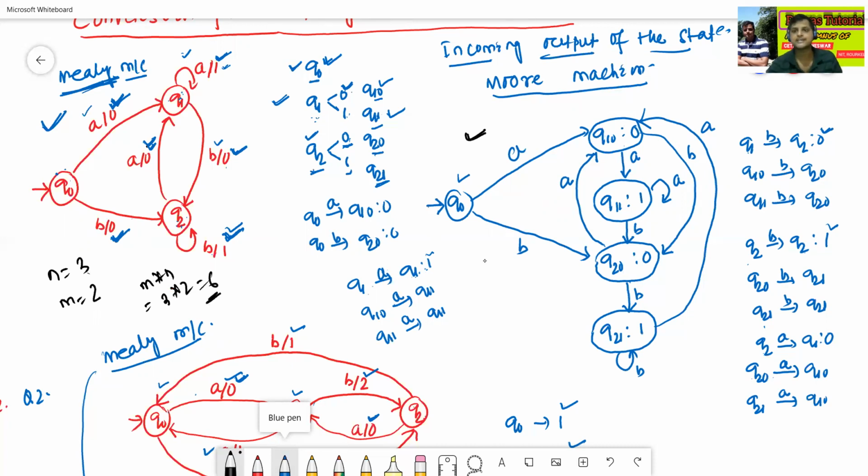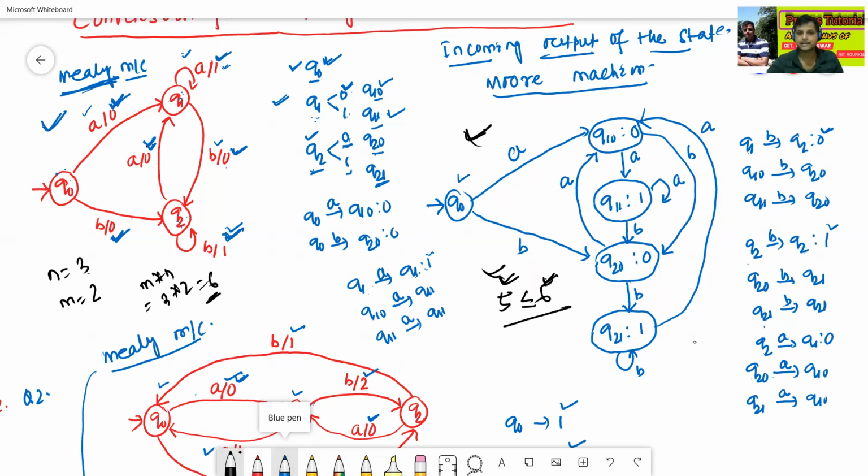But here how many states? 5. 5 is always less than or equal to 6. Okay. So this is the maximum number of states. The maximum number of states equal to 6, but here the number of states in this Moore machine is 5.